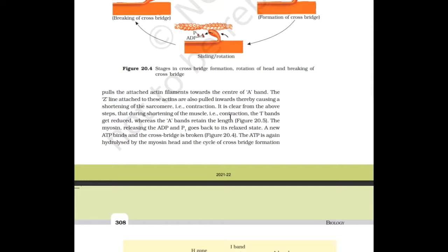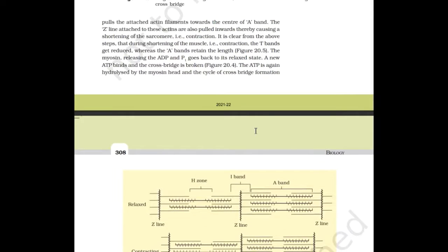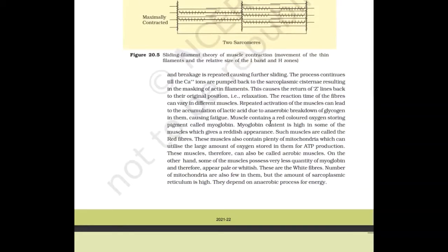The myosin, releasing the ADP and phosphate P, goes back to its relaxed state. A new ATP binds and the cross bridge is broken. The ATP is again hydrolyzed by the myosin head and the cycle of cross bridge formation and breakage is repeated, causing further sliding. The process continues till the calcium ions are pumped back to the sarcoplasmic cisternae, resulting in the masking of actin filaments. This causes the return of Z lines back to their original position, that is relaxation.